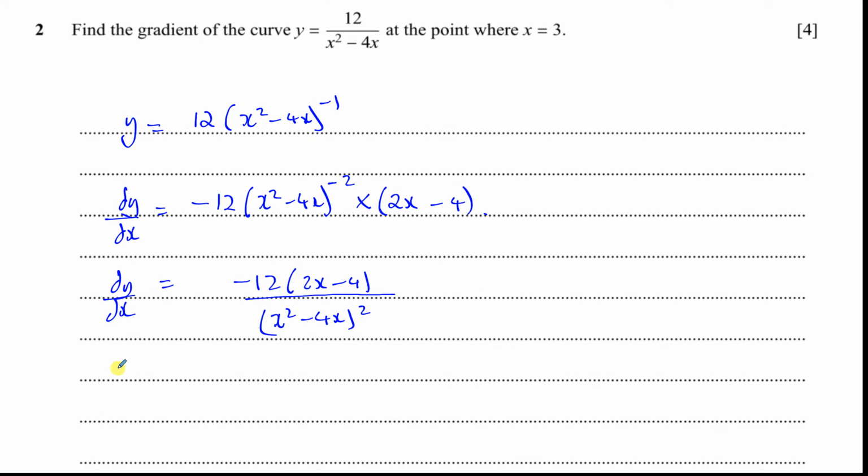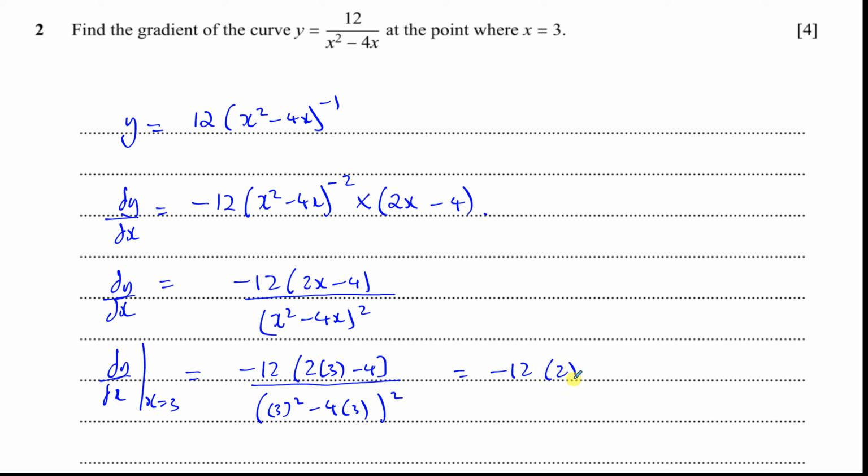We just have to now find what dy dx is when x equals 3. So we replace the x with 3. So you have minus 12 times 2 times 3 minus 4 over 3 squared minus 4 times 3, all squared. This is going to give you negative 12 times 6 minus 4, which is 2, over 9 minus 12, which is negative 3, but that's going to be squared. I'll leave it like this because we might be able to cancel some stuff out.